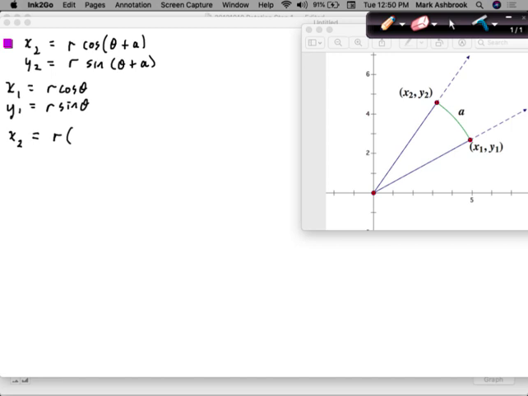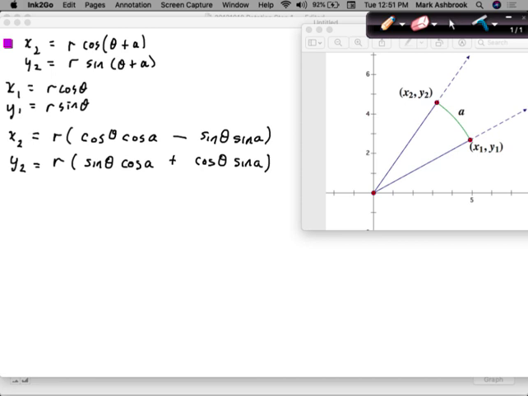So, anyone find it? Are you looking for cosine a plus b equals cosine a cosine b minus sine a sine b? So for us, it would be cosine theta cosine a, minus sine theta sine a. Okay. See that? And then y2 is the r and then sine a: sine theta cosine a plus cosine theta sine a.